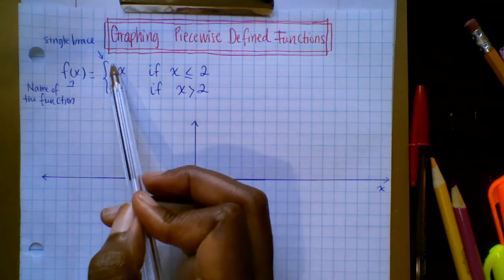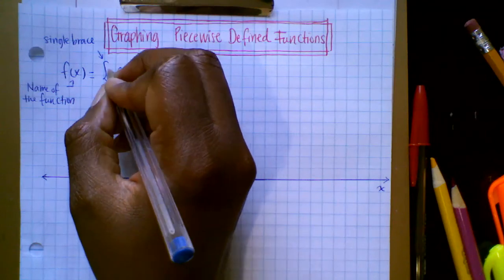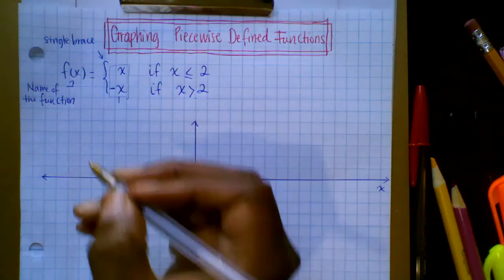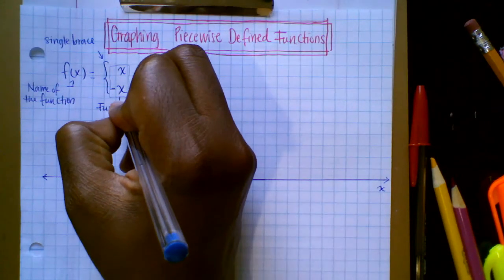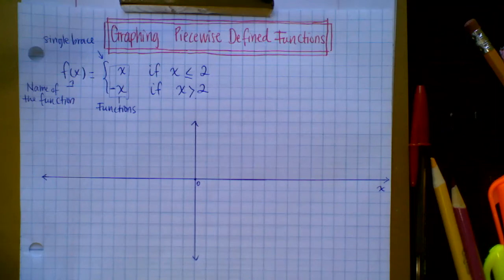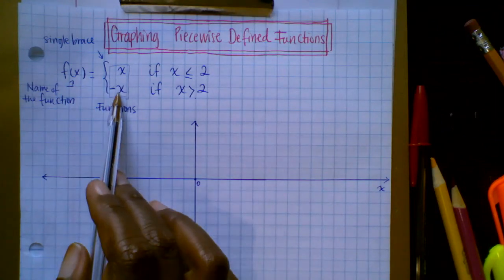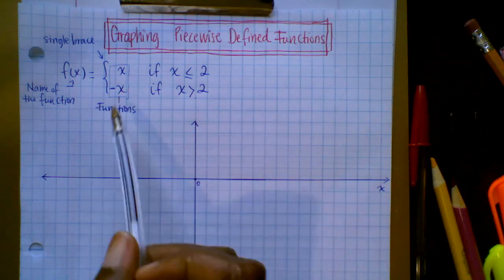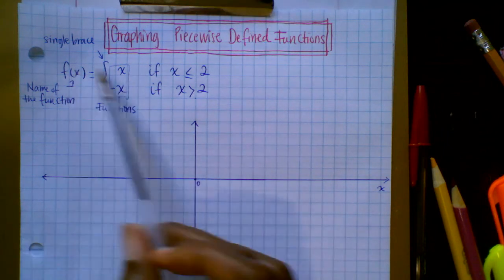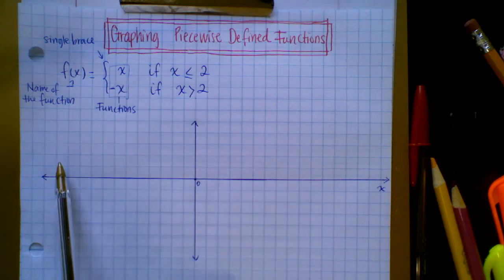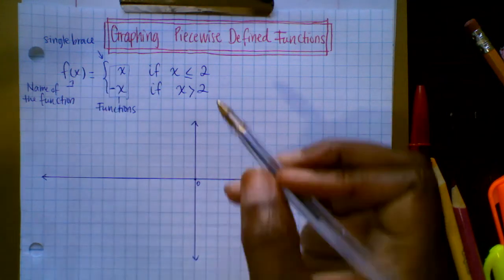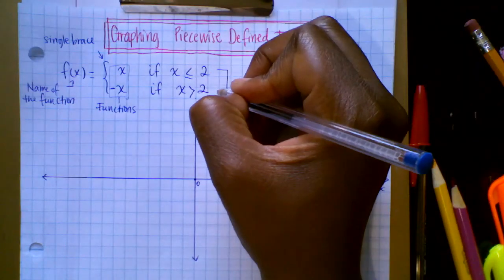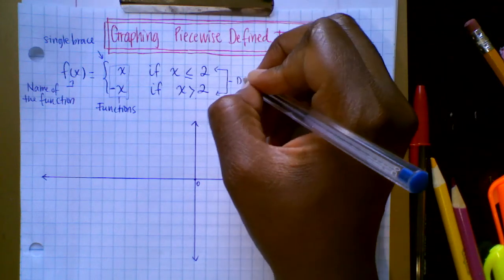Now, the information right here represents the functions. For my piecewise function, I had two functions. It can be more than two. It can be 3 or 4, and more. But for the purpose of this video, I'm only going to use 2 pieces of the function. And now those 2 intervals represent the domain restriction.